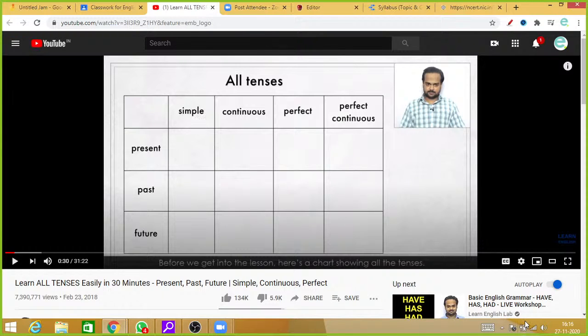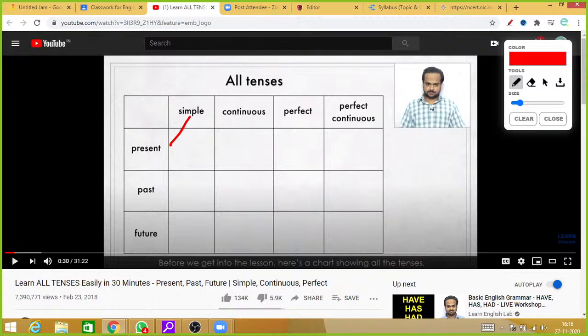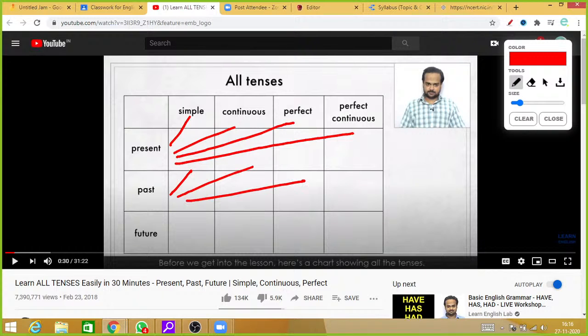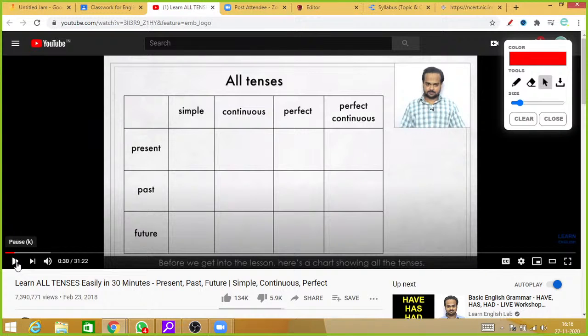Present simple, present continuous, present perfect, and present perfect continuous. Similarly, past simple, past continuous, past perfect, past perfect continuous. Future simple, future continuous, future perfect, and future perfect continuous. So these are different categories of tenses. Okay? Now we'll go ahead.